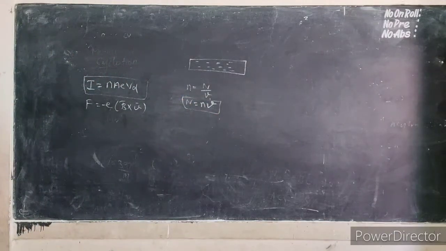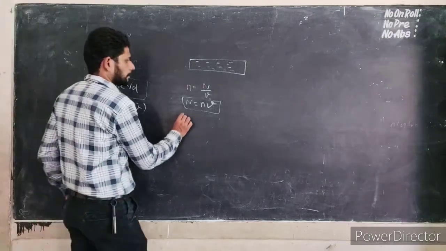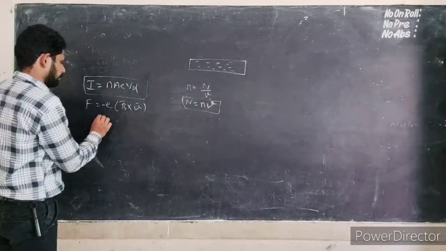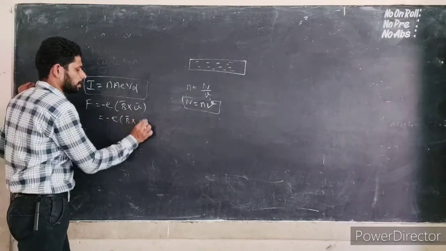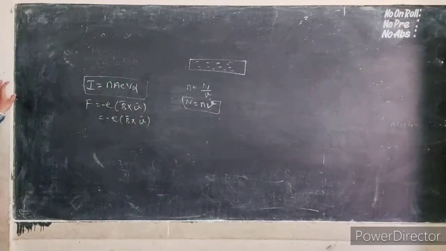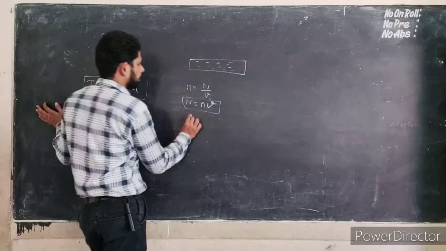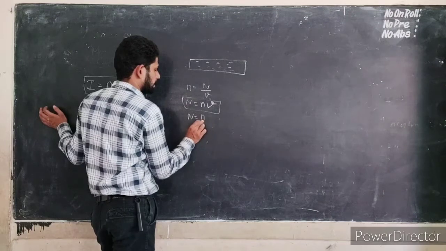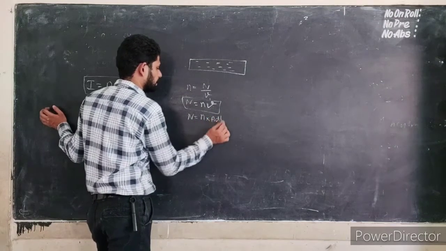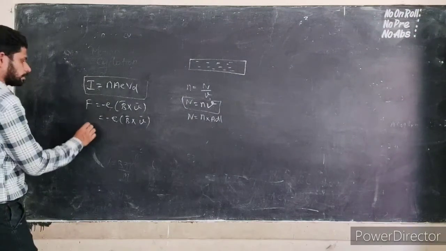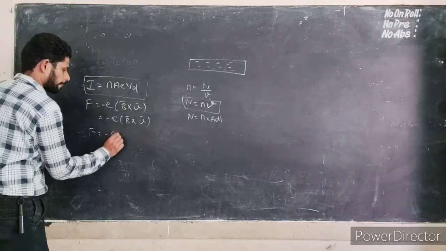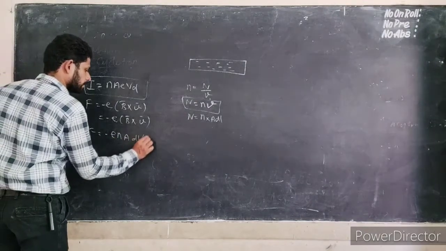Now, on both sides you just multiply with dl, the length. Suppose the number of particles passing through the given area. So N will be equal to the electron density into the volume, A into dl. So the force equal to minus e n A dl into vd cross B.